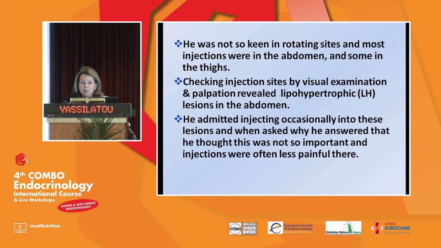He was not so keen on rotating sites, and most injections were in the abdomen and some in the thighs. Checking the injection sites by visual examination and palpation revealed lipohypertrophic lesions in the abdomen. He admitted injecting occasionally into these lesions, and when asked why, he answered that he thought this was not so important and that injections were often less painful there.